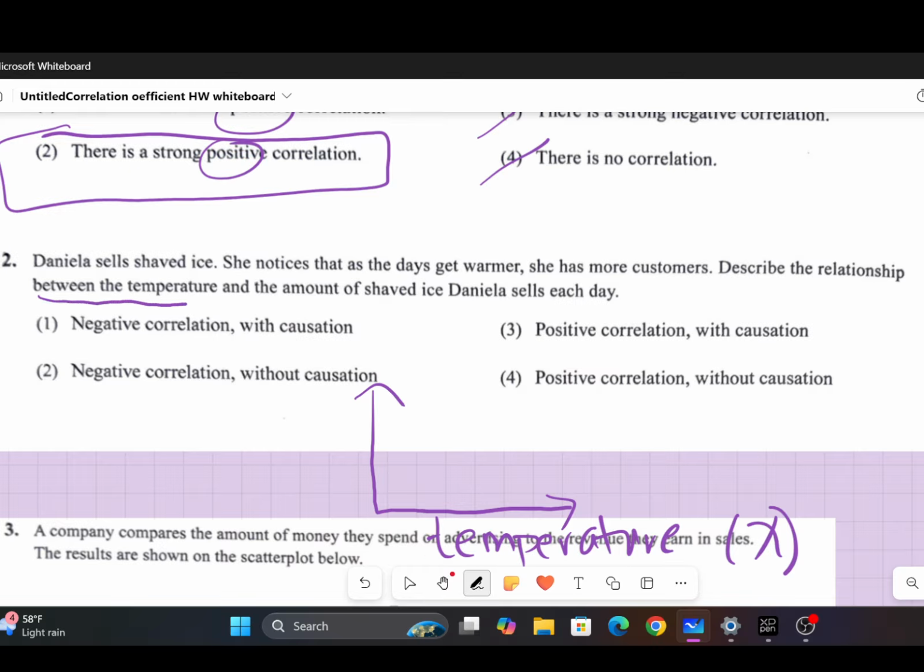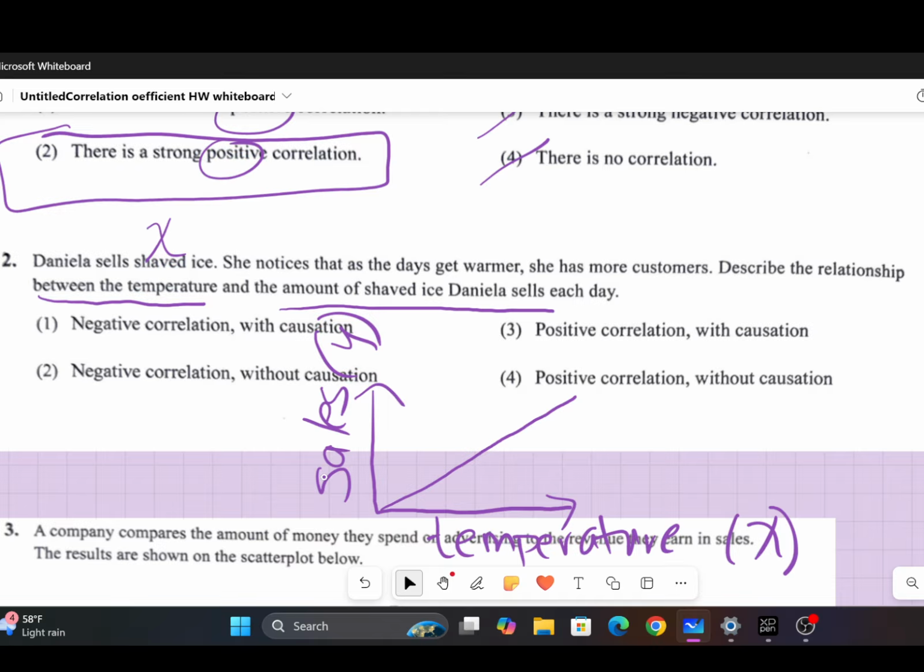So between the temperature, that's x, and the amount of shaved ice she sells, let's call this her sales. I'm guessing she's going to measure that in money. She notices that as the days get warmer, as the temperature increases, she has more customers. So we have a linear relationship with a positive slope. As the days get warmer and warmer, her sales are being driven up.